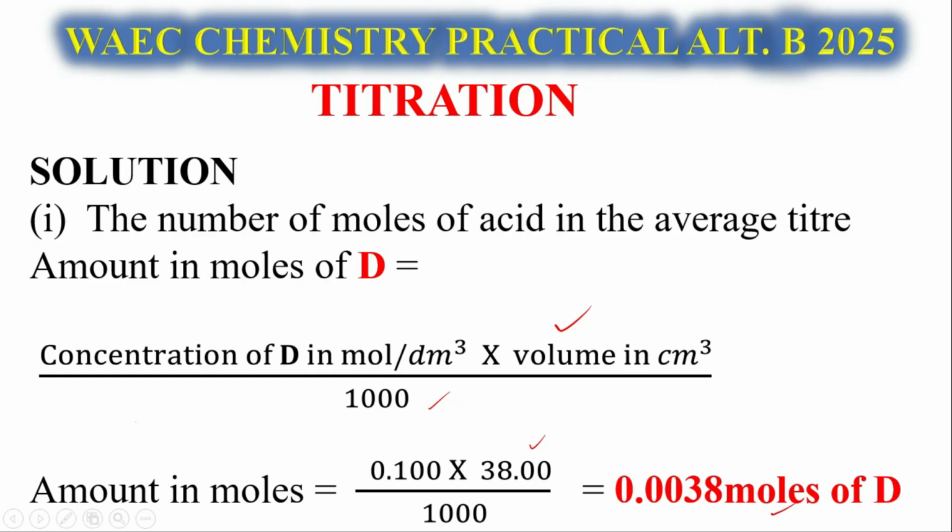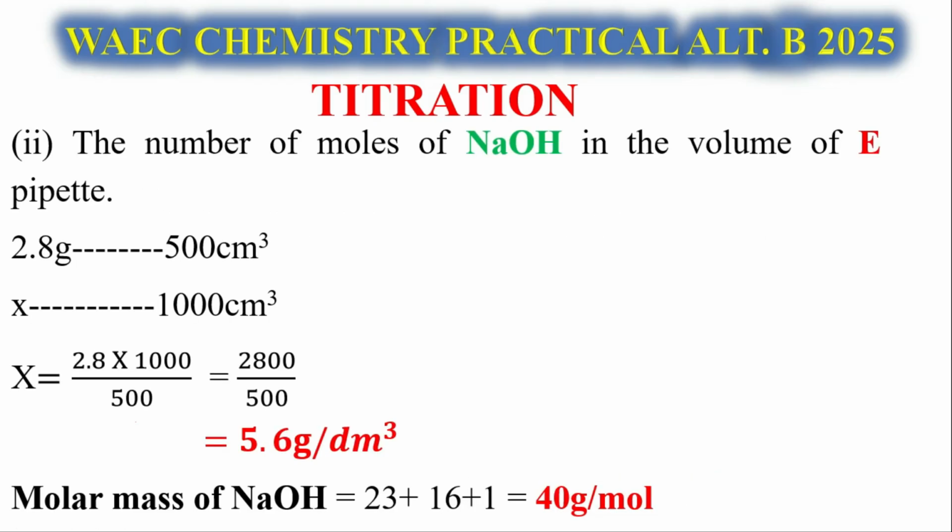Remember, moles of what? Of the acid, which is D. Let's go to the second one. Remember, we are given 2.8. Anytime it's not in gram per dm³, you must convert it to gram per dm³. That's the whole essence of this expression. So 2.8 times 500 over 1000, then we have 5.6 gram per dm³.